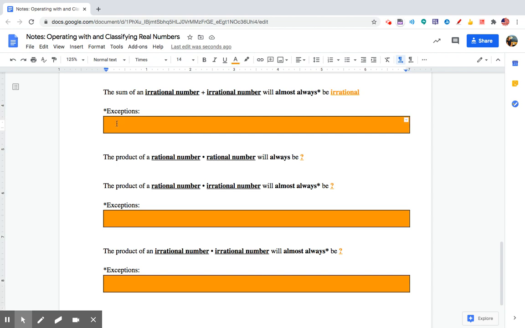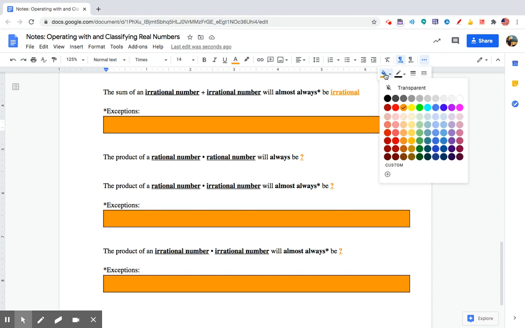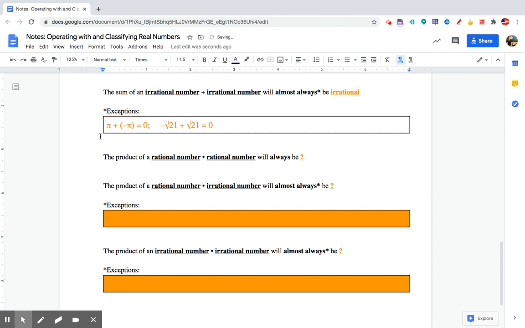But there is an exception to this rule, which we want to really be careful that we consider these exceptions, okay? And the exception is pi is an irrational number. Negative pi is an irrational number. But gee, when we add these together, we get 0. Same thing with the negative square root of 21 plus the square root of 21. That's 0. So we really have to say almost always be. It will almost always be irrational, but there are a couple of exceptions. So be careful with that.